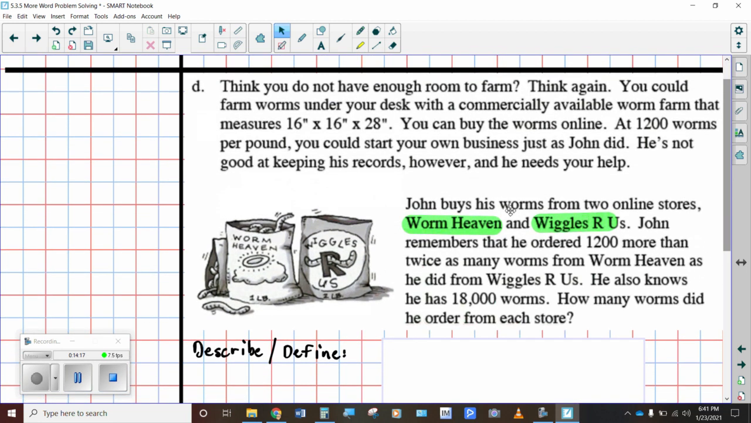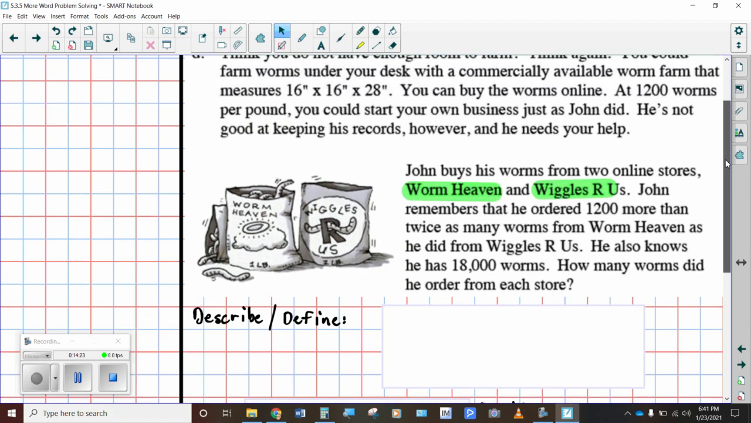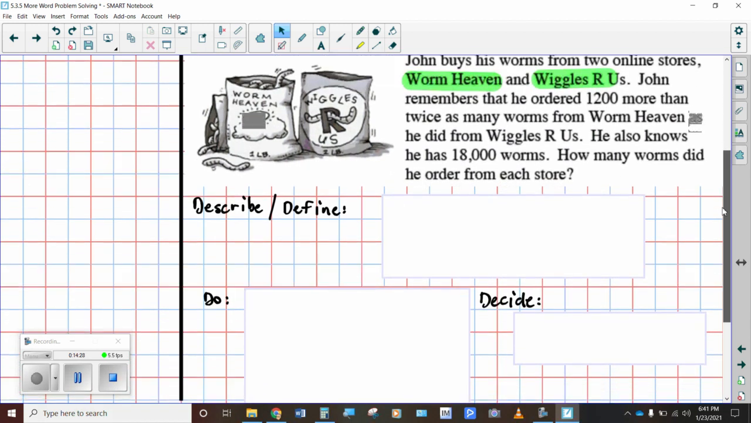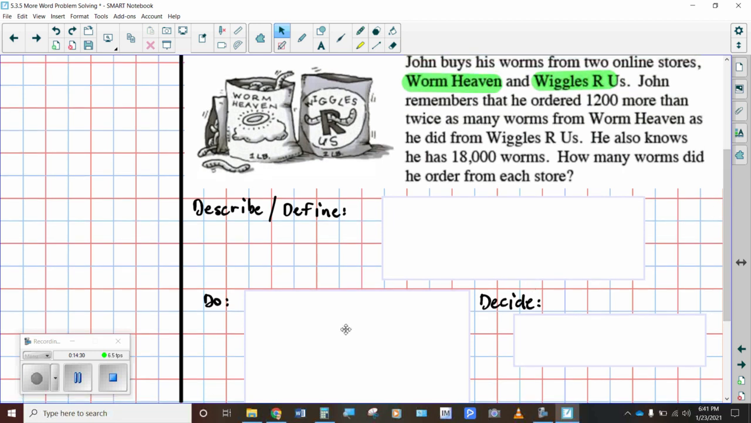So go ahead, pause this, and read through all of that wonderful information at the top. Then read through this information here. Highlight the information that you know, and then define your variables. And then go to work and see if you can find the answers.